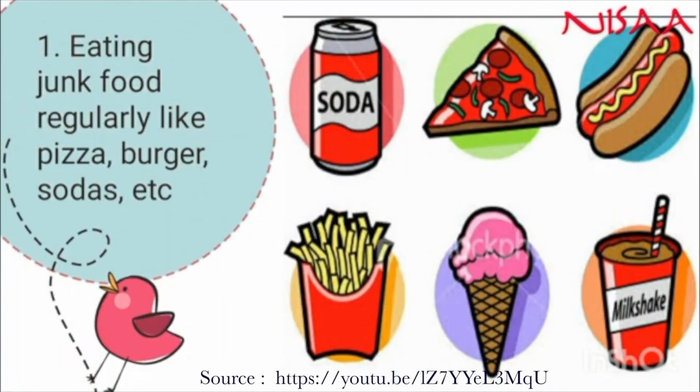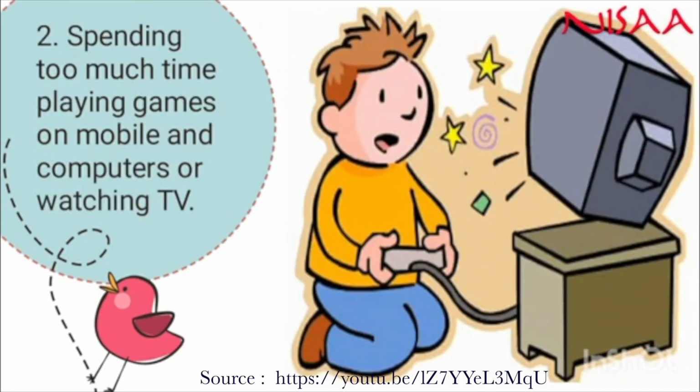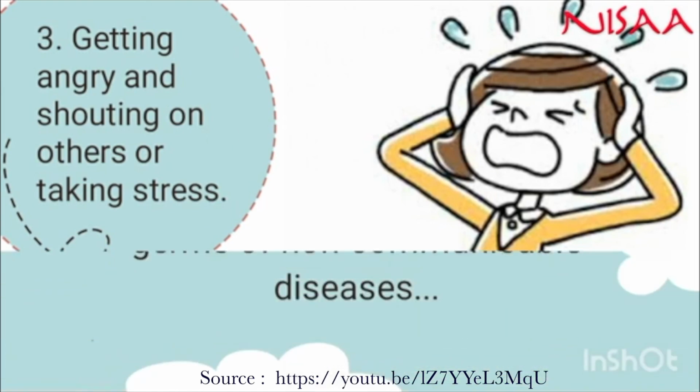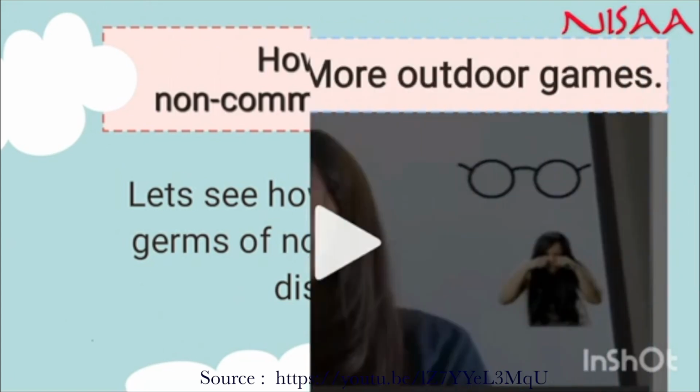Number 1. Eating junk food and snacks such as burgers, pizzas, chips, cold drinks, etc. on a regular basis. Number 2. Sitting at one place for a long period of time and watching TV or playing video games. Number 3. Stressing over our problems and shouting and fighting with others around us. We can avoid non-communicable diseases by taking some of the following measures.